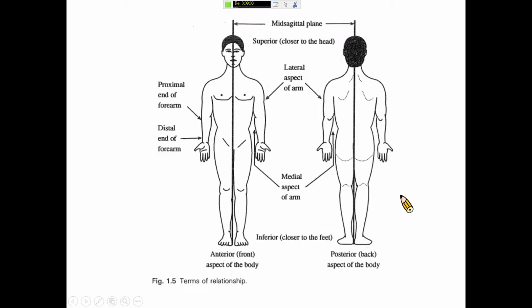Let's look at this. This is an anatomical position. Remember last week? Suppose this guy is now doing this. The palm is facing forward. That's the anatomical position.